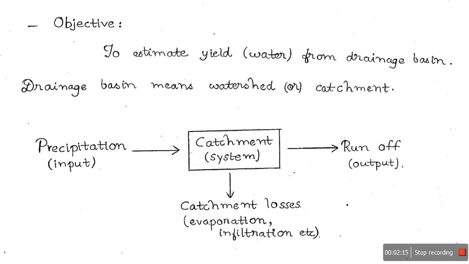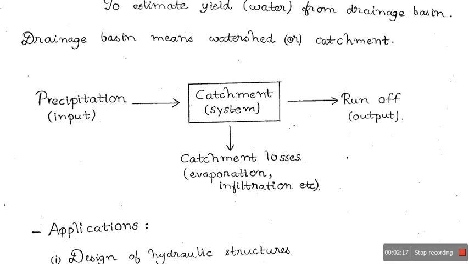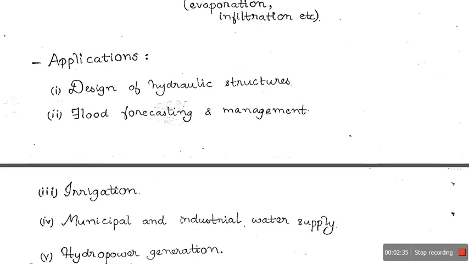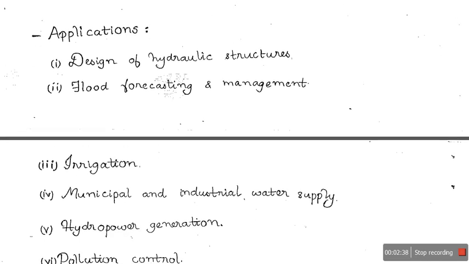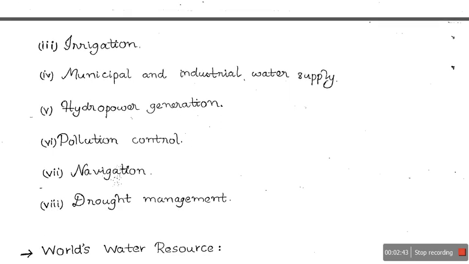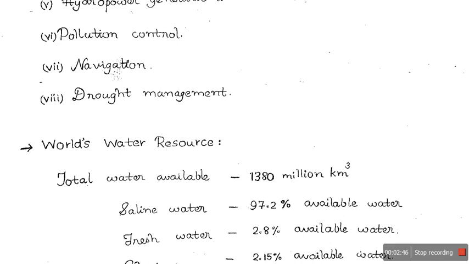So we will study the different components of hydrology and why we have to study all these things. What is the application of water resource engineering for a civil engineer? Applications: design of hydraulic structures, flood forecasting and management, irrigation, municipal and industrial water supply, hydropower generation, pollution control, navigation, drought management. These are all the applications of hydrology. If we study hydrology, we can work on all these topics.